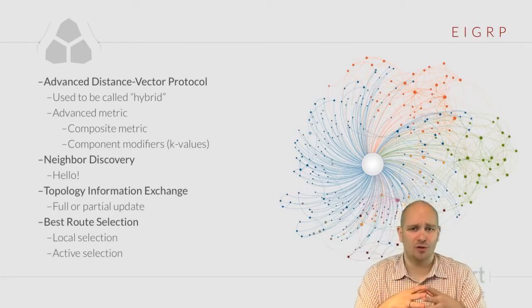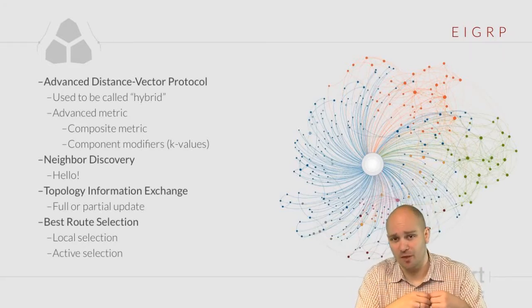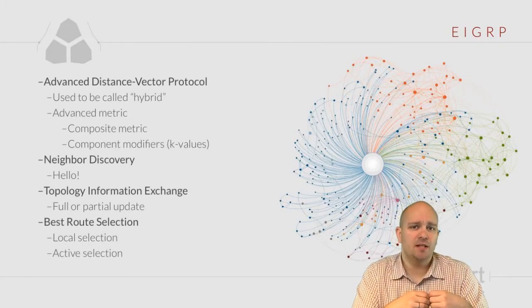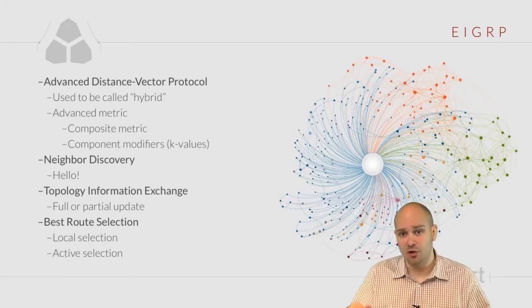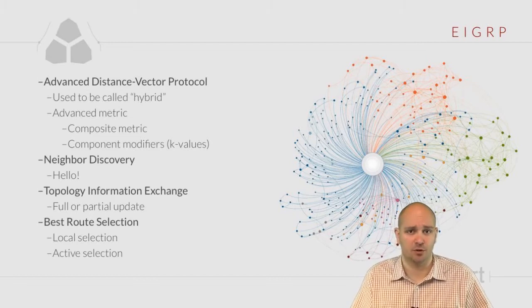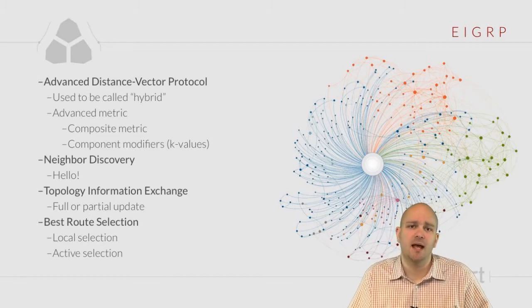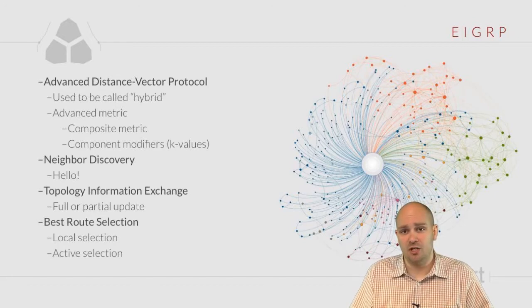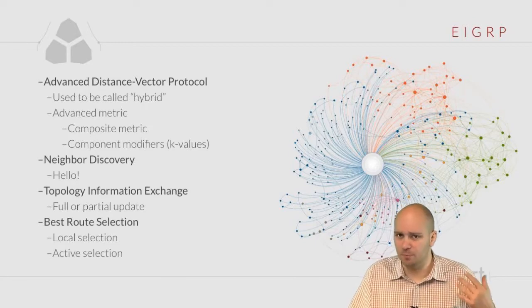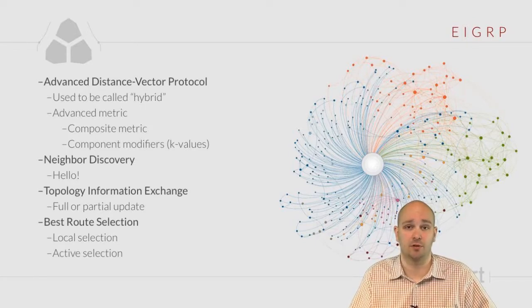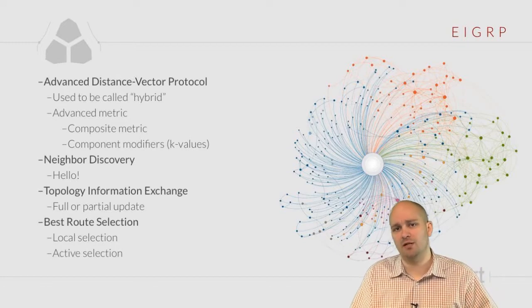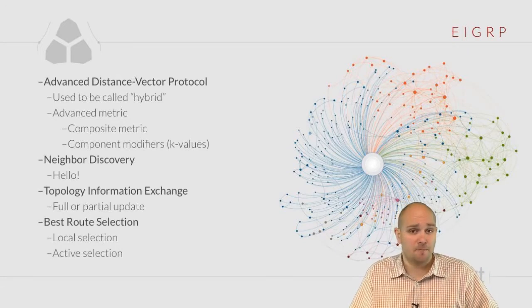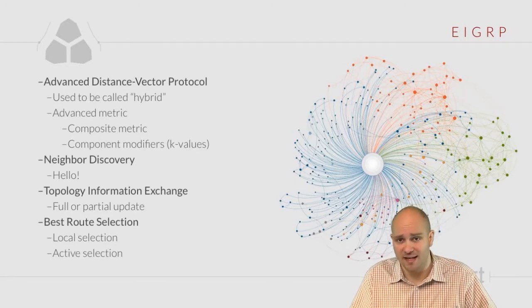So why do we call it advanced distance vector? Well, here we have to mention a little bit about the history of EIGRP. EIGRP didn't used to be called advanced distance vector. Cisco called it the hybrid routing protocol. The idea behind this hybrid notion was that EIGRP kind of marries the best of distance vector worlds, the simplicity and the speed of distance vector routing protocols, with the knowledge and the neighbor maintenance operations of link state routing protocols like OSPF or ISIS.